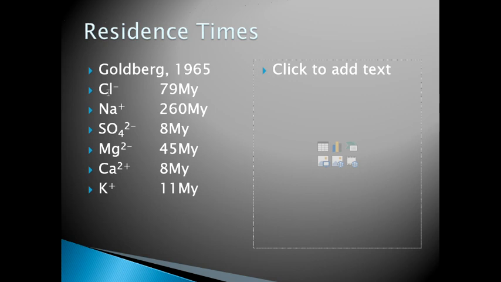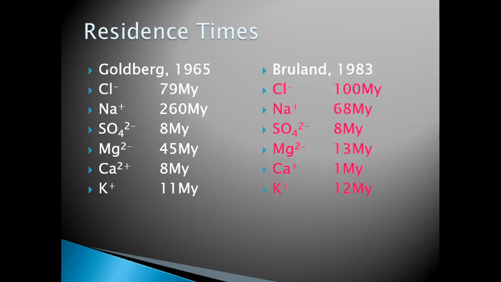If we look at residence time, so there's different calculations here. Notice chlorine, 79 million years before it's removed. Sodium, 260 million years. There's the explanation right there. Compare it to the rest of the big six. They are still in the ocean for millions of years, but much shorter lengths of time than sodium and chlorine. They remain there longer. Here's a later calculation of essentially the same thing.